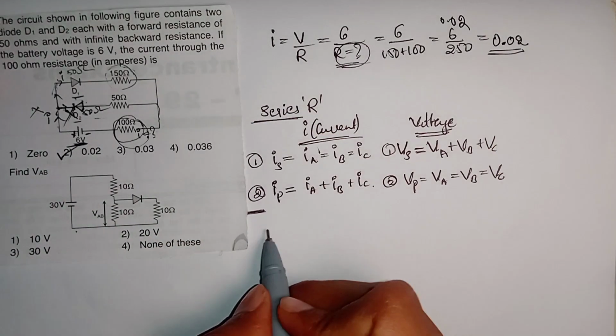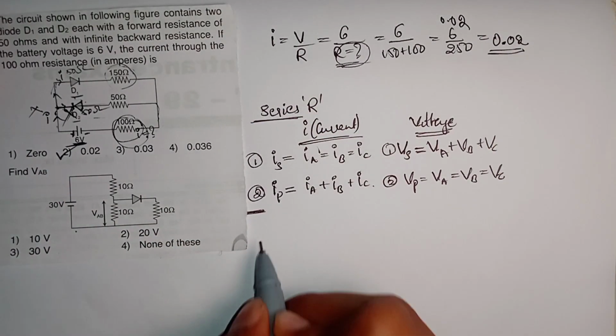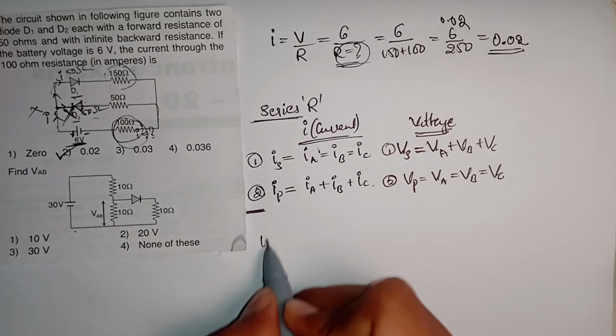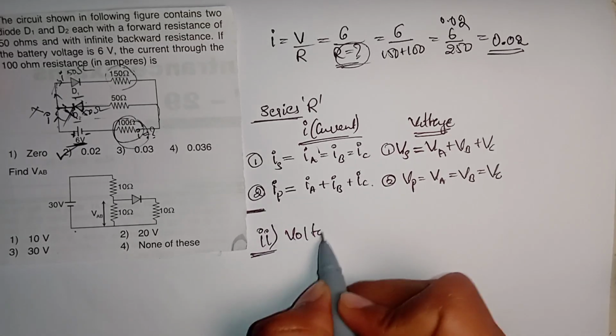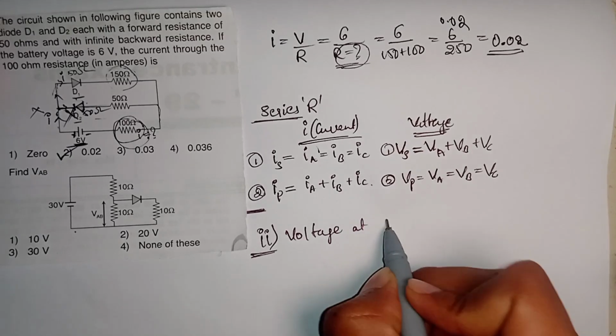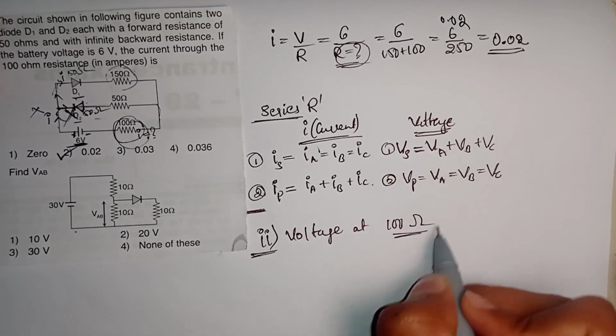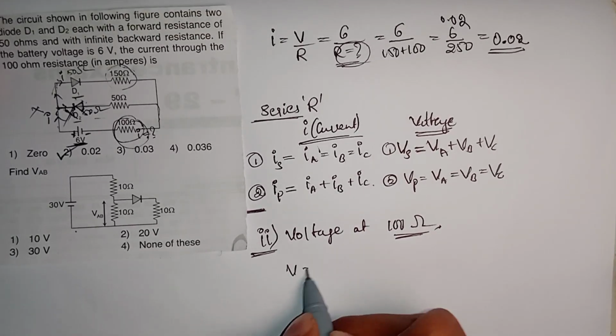I will tell you the cases in this problem only. If they ask to find the voltage across the 100 ohm resistance, how do we find it? By Ohm's law, V is equal to IR.